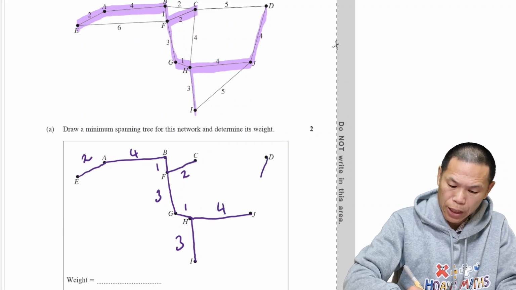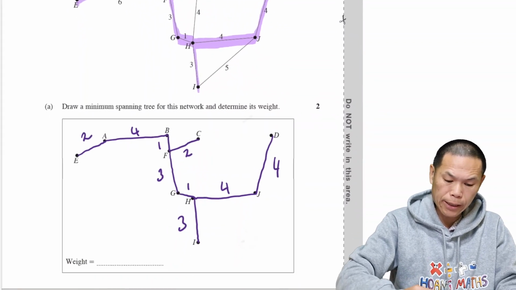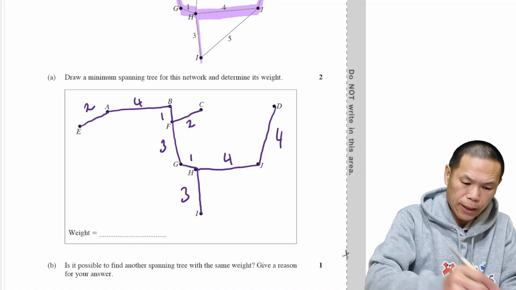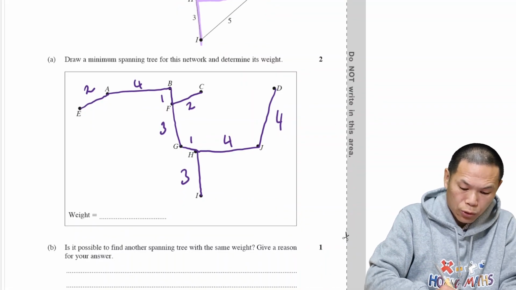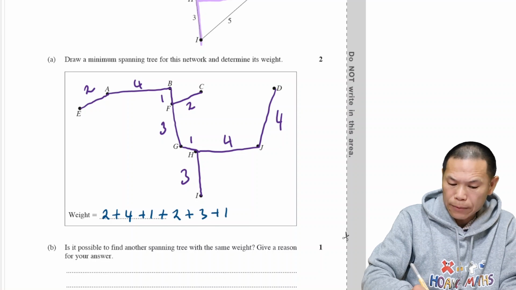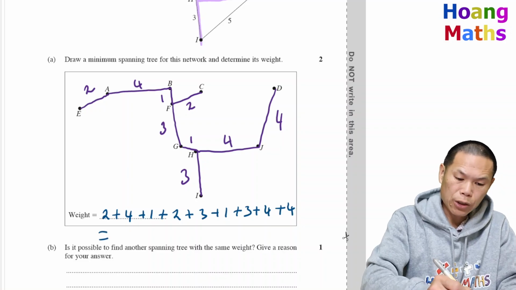And from D to J or J to D is 4. So that's it. This is the minimum spanning tree. And for the weight, we add them up. So we just go 2, add 4, add 1, add 2, add 3, add 1, add 3, add 4, and add 4. So just add them up.